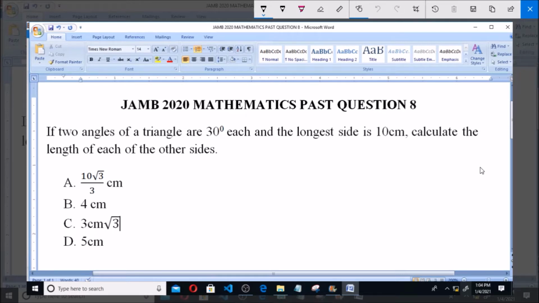I'll be answering JAMB 2020 Mathematics Past Question 8. If two angles of a triangle are 30 degrees each and the longest side is 10 centimeters, calculate the length of each of the other sides. Now, if two of the angles of the triangle are 30 degrees, that means they are the same.